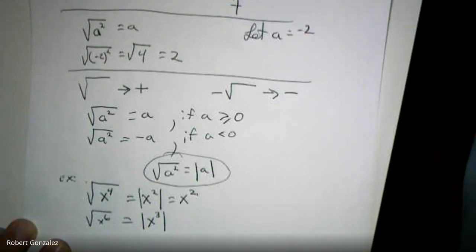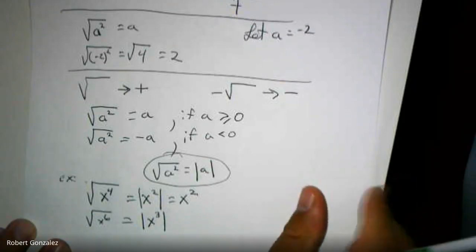In general, when you do the problems in the homework, it's going to say, assume x is a positive number. Well, if we assume x is a positive number, then we don't need the absolute values. But I have to show you because it's knowledge you need to know.